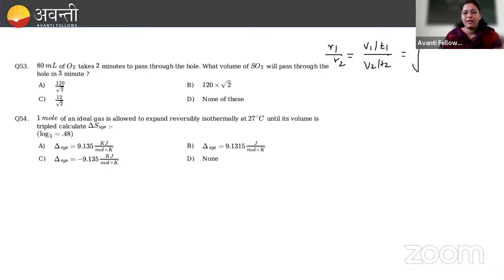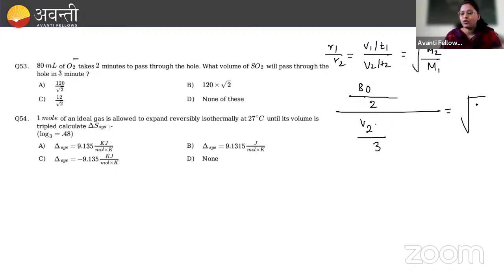divided by the time taken for their diffusion. And that is inversely related to the molecular mass of that given compound. This we know, rate of diffusion. Here what is given is that for the first molecule, which is O2, it takes 80 ml. For 80 ml, how much time does it take? It takes 2 minutes. But we need to calculate for how many ml, what volume, for 3 minutes.